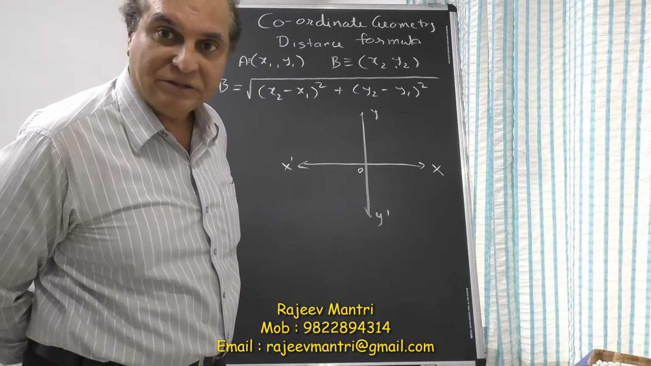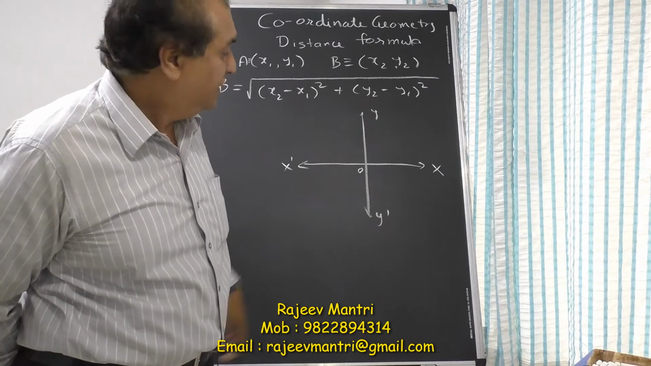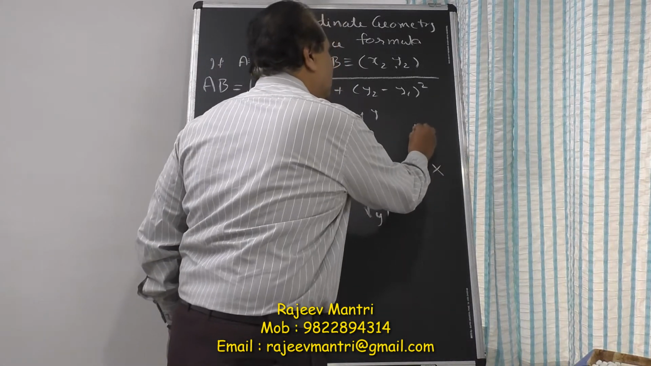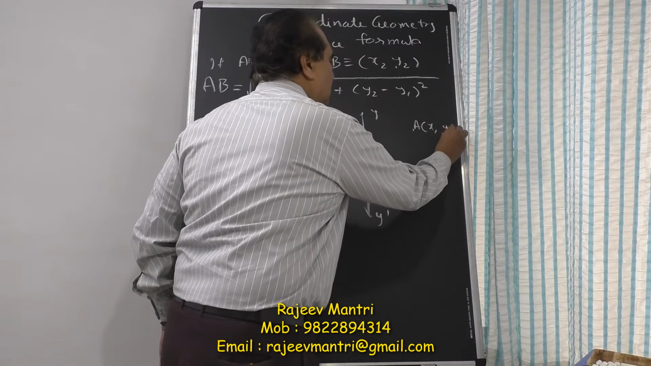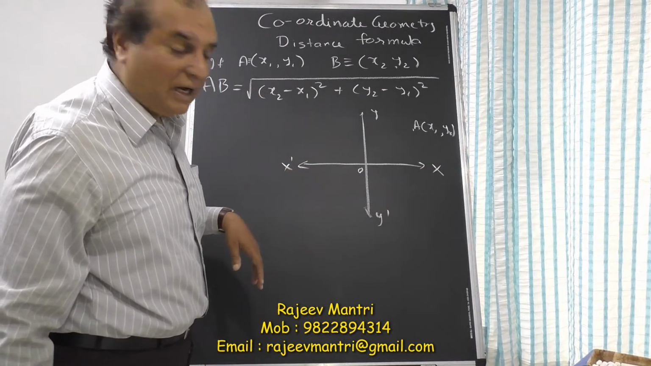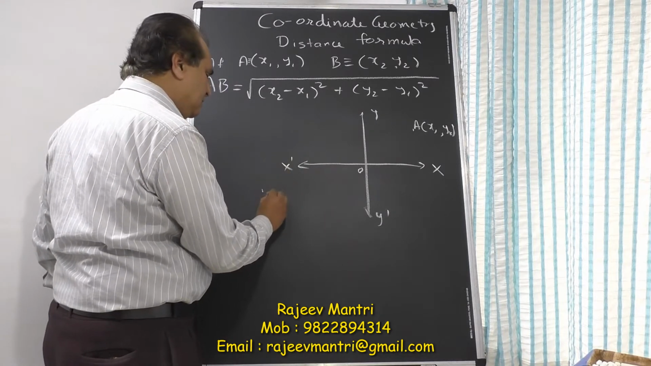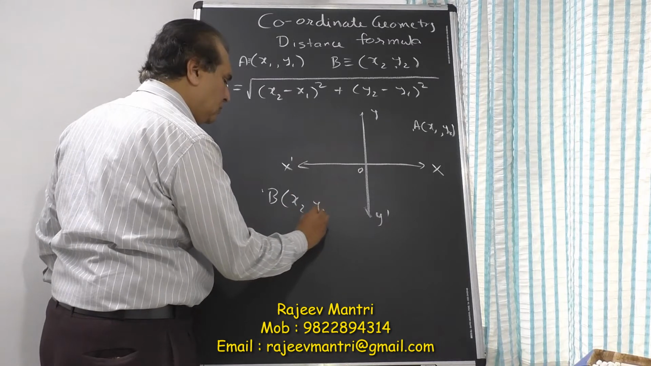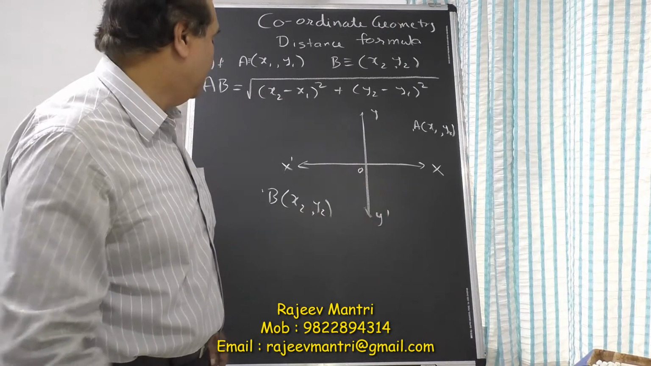the distance. But if graph paper is not there, and you have to find, suppose this point is A, x1 y1. You don't know the point. x1 y1 are the coordinates, because you don't have the graph. This is point B, x2 y2. So how to find this distance AB?